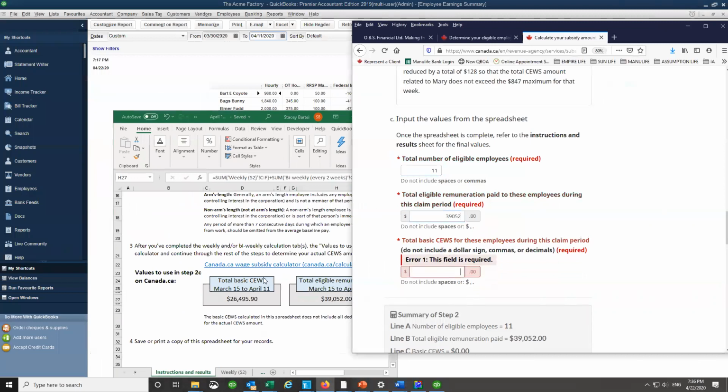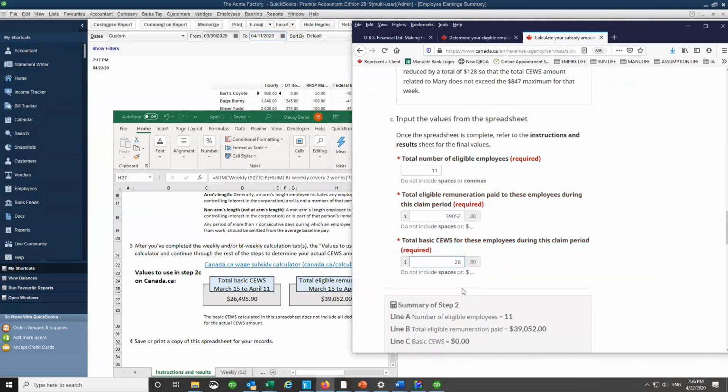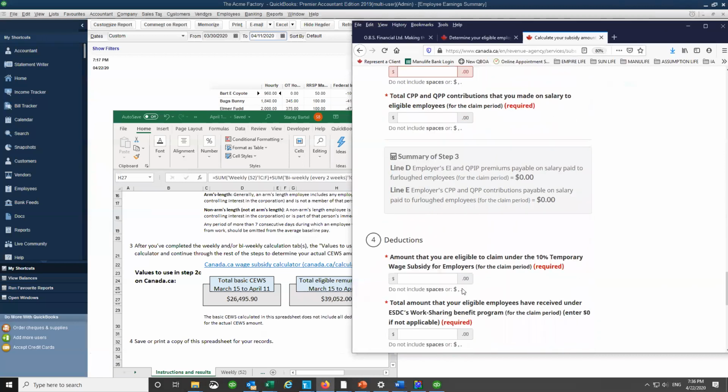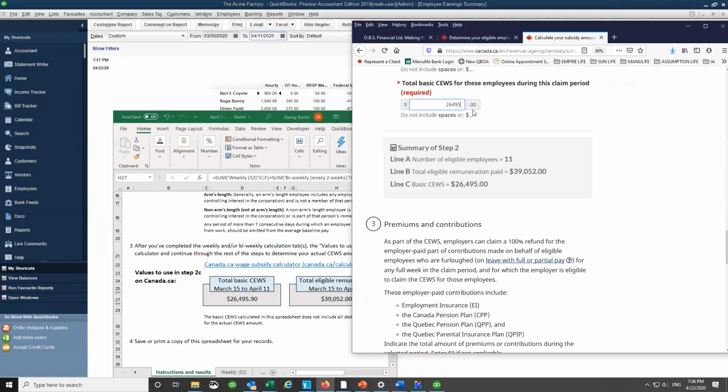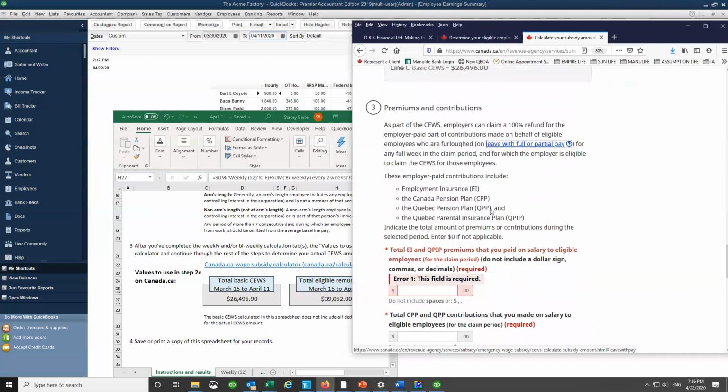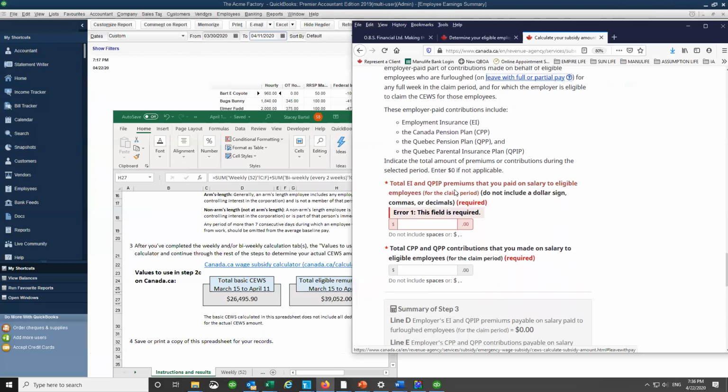Then what is the basic CEWS deduction? This is how much money the company is getting back, $26,495, right? And there's no cents, and you'll see it did not round it up. Now, in my world as an accountant, we round up and down at the 50-cent mark. Every dollar counts when we're suffering through this.